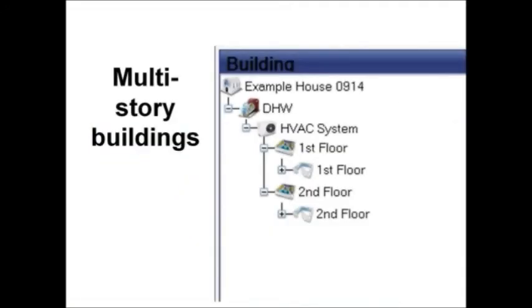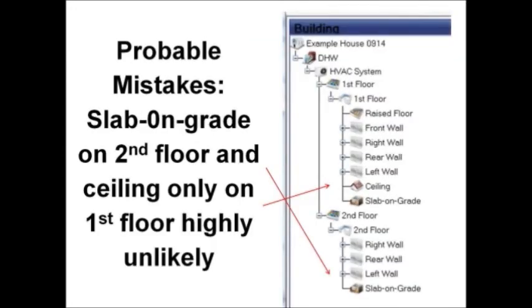Multi-story buildings, we talked about multi-story buildings, and I said this is a probable mistake. I've got a slab on grade on the second floor. The second floor has slab on grade, and the first floor has a ceiling. There's only one ceiling in this house. It's on the first floor. I'm going to be looking at this real closely. That's possible, but not very likely.